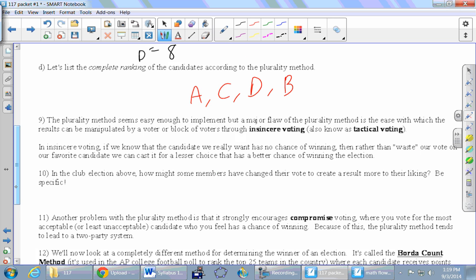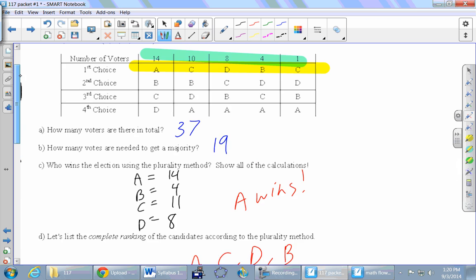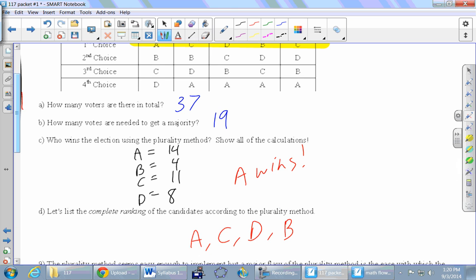So let's come down here to number 10. I'll say that 10 is a very common test question that I ask. In the election above, how might some members have changed their vote to create a result more to their liking? And we're going to be very specific here. So let's come up here and take a look at this election. Again, who was the winner? A was the winner. Who was the second place? Was C. So C is the closest to winning if A doesn't get the nod, right?